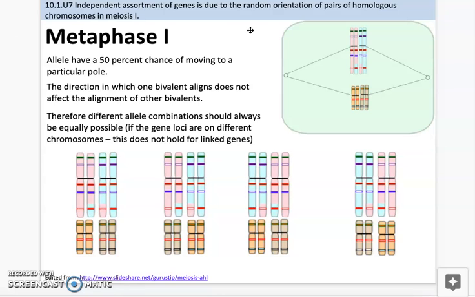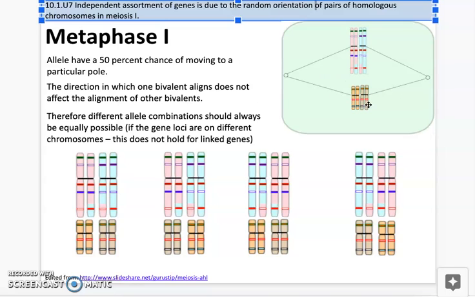Now, this slide is dealing with the independent assortment of genes that is due to the random orientation of pairs of homologous chromosomes in meiosis 1. So, independent assortment, we haven't really talked about that yet. That is just this idea that the alleles and genes on the chromosomes could end up in any of the gametes, really. They independently assort. They're not connected to one another. They independently assort, unless it's a very rare case where they are linked genes. And they independently assort due to the random orientation of pairs of homologous chromosomes in meiosis 1.